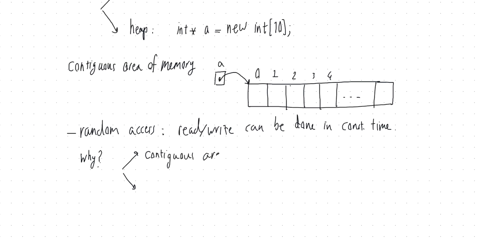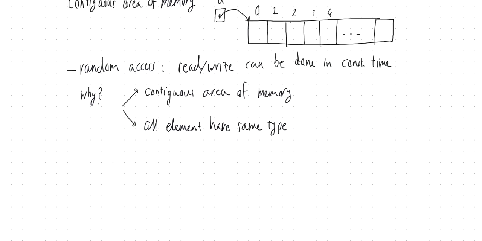And the other fact is kind of trivial, we don't even mention it: if you create an array of type int, it means that all the elements are integers. If you create an array of type string, all the elements are strings. In other words, all elements have the same type. They're all ints, or they're all characters, or they're all strings and so on. Okay, now why these two facts imply that we have random access is easy to see. So imagine that you have this array.